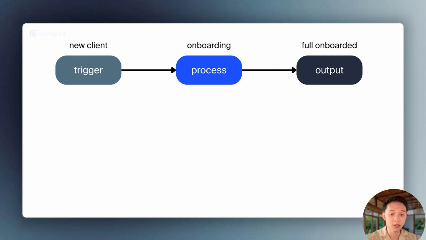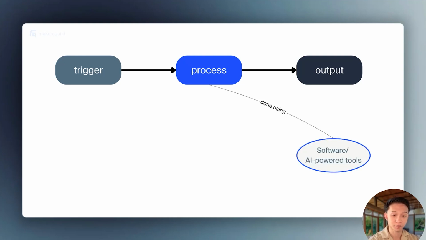So in its simple terms, every system is basically a trigger, a process, and an output. Now, how is the process then done? It's done using, remember the definition, we talk about tools. So these tools here are software and AI powered tools. So these AI powered tools are where the AI element comes in.